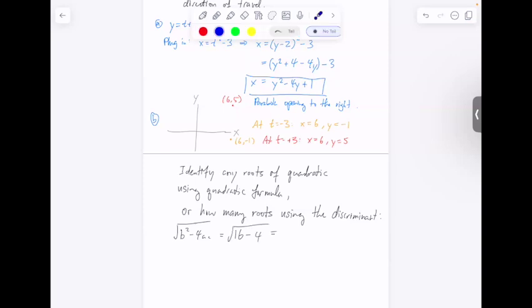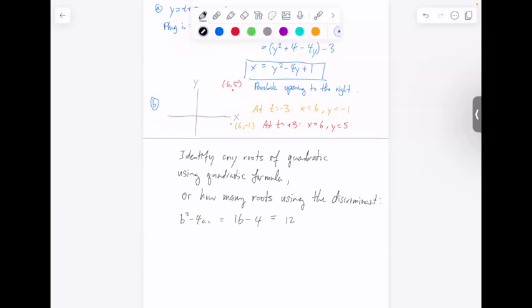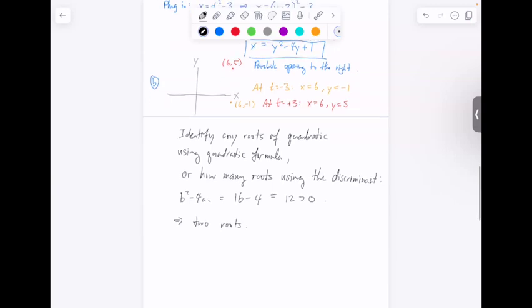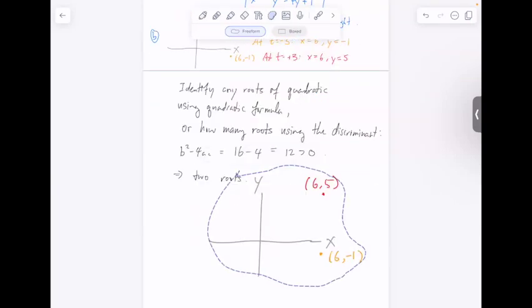Right, I'm looking at the quadratic here. So this is minus 4 squared, which is 16, and then minus 4 times this and that. So this is root 12, right? Which is positive, so there are 2 roots, which means that our picture here looks like this, right?